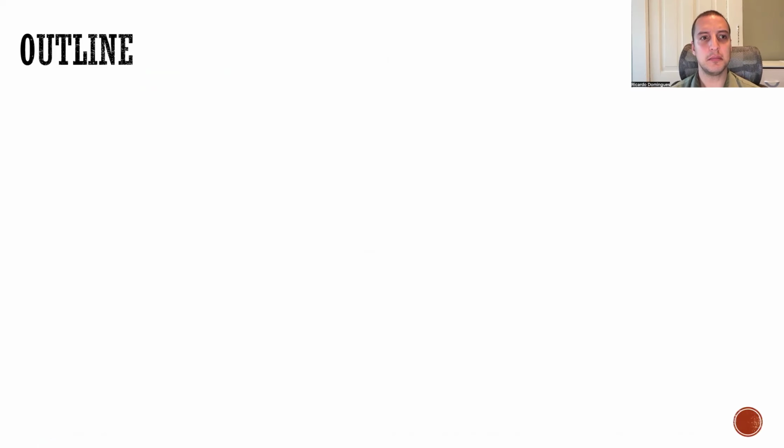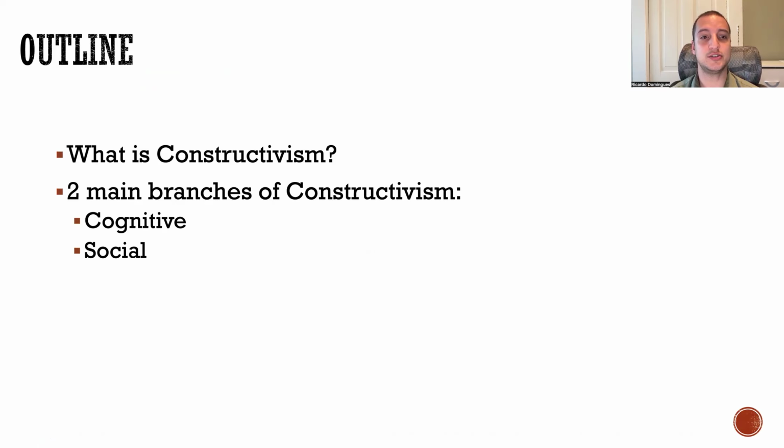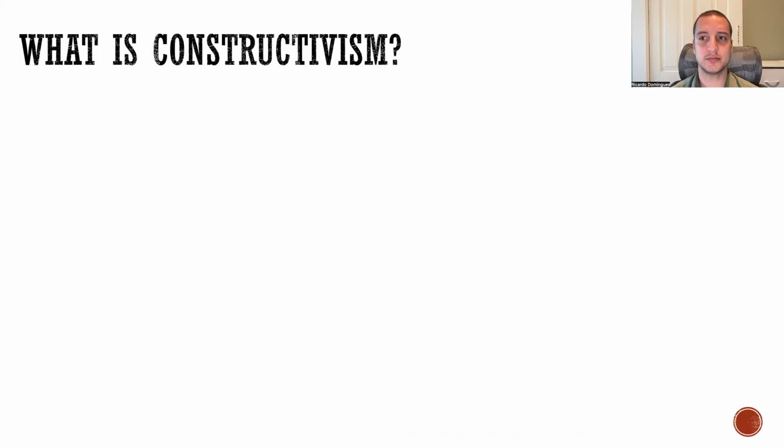So this is a quick outline of the video. First, we are going to discuss what is constructivism, specifically in educational psychology. Then we are going to see the two main branches of constructivism, known as cognitive constructivism and social constructivism. Okay, so let's go. First, what is constructivism?